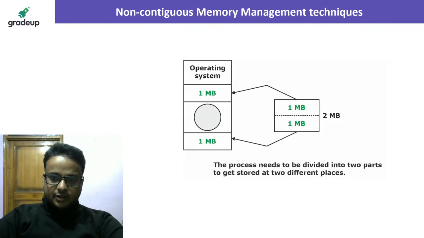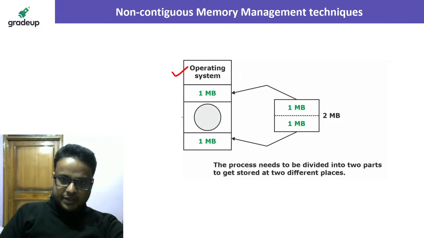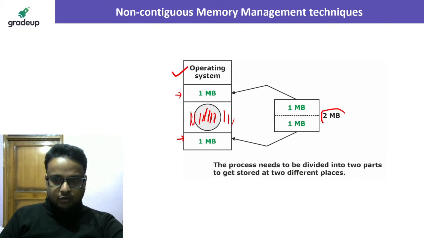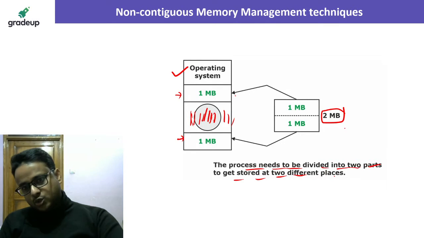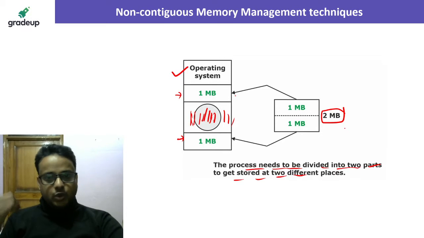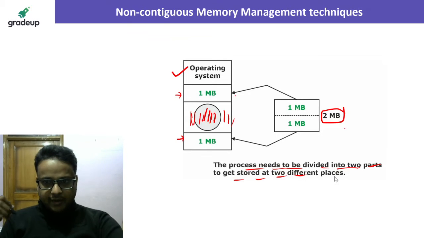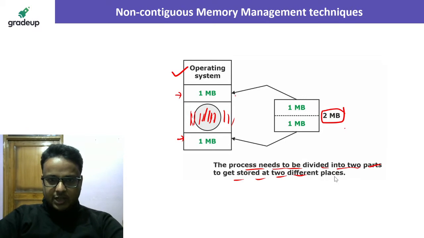Using the diagram I have shown you: operating system, 1 MB is free and 1 MB is free, and some processes I have occupied. Now I have a 2 MB process. If I can divide it into 1 MB and 1 MB, then 1 MB can go here and 1 MB can go here. So the process will need to be divided into 2 parts. Only then can we store this, or we can remove this external fragmentation. Are you understanding? I hope you are understanding. This is basic. If you have any doubt, please let me know.